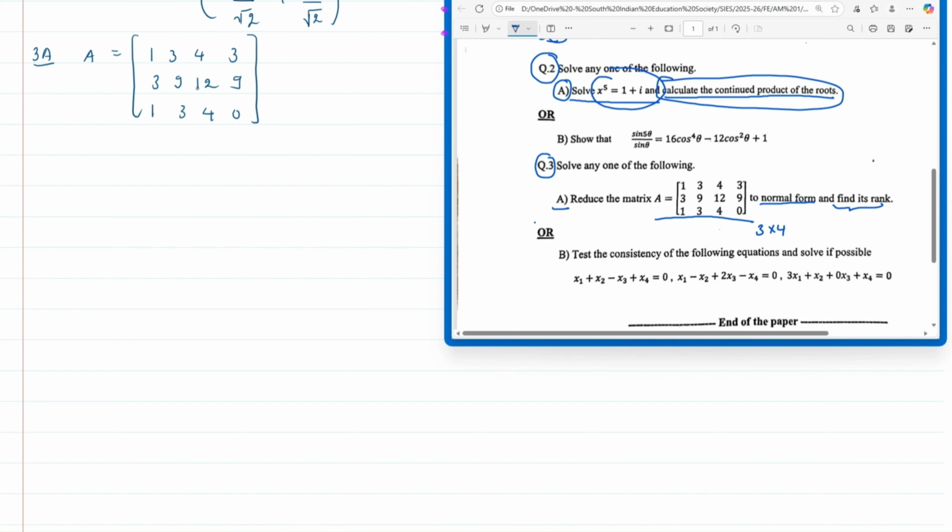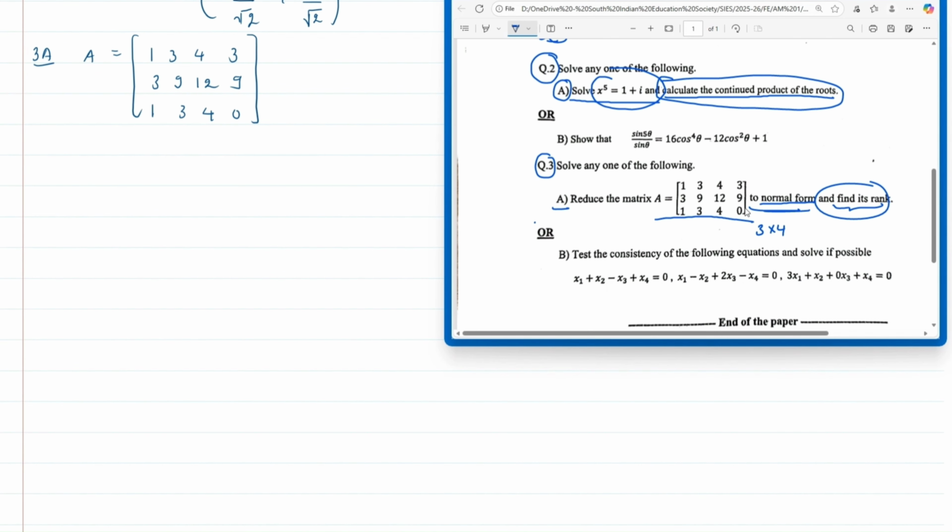Always after copying the question, the details of the question or the data, please ensure that you double check whether you have written correctly. Because if you miswrite any number over here, then everything goes wrong and all your efforts will not give you any marks. So we have got the matrix with rows 1 3 4 3, 3 9 12 9, and 1 3 4 0.